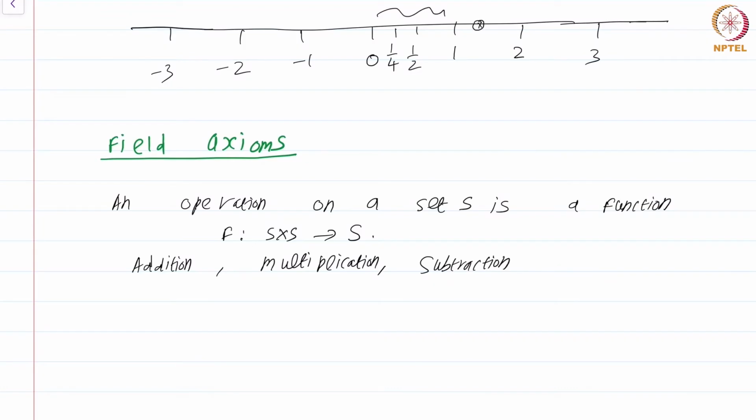You can define addition and multiplication on the natural numbers and integers. Subtraction you can't really define on the natural numbers because 2 minus 3 is minus 1. The map should be to the set. It should not go outside the set. So subtraction is defined on Z. Addition and multiplication are also defined on Q. Subtraction is also defined on Q. Then division is not really defined on any of these sets because you cannot divide by 0.